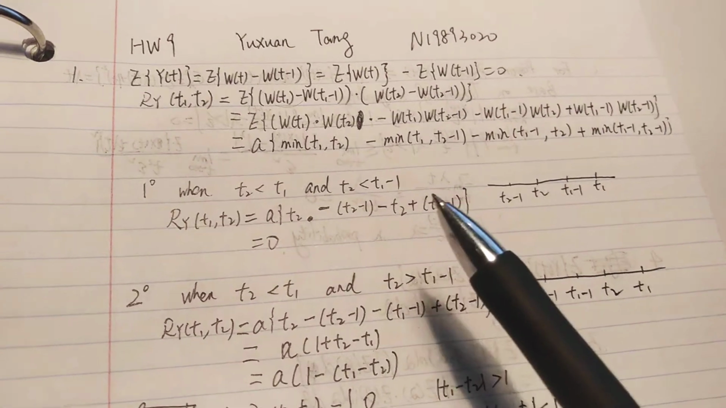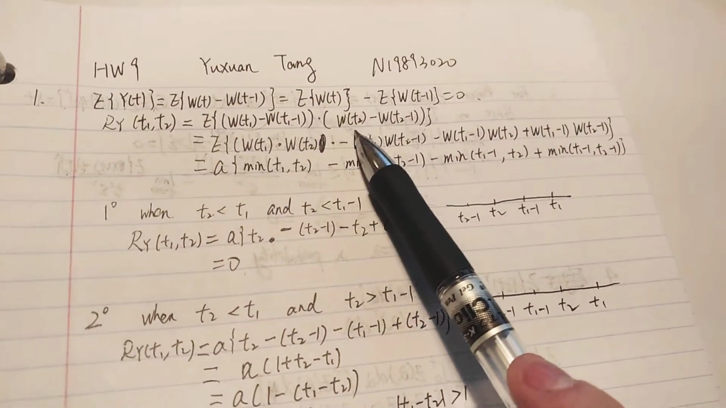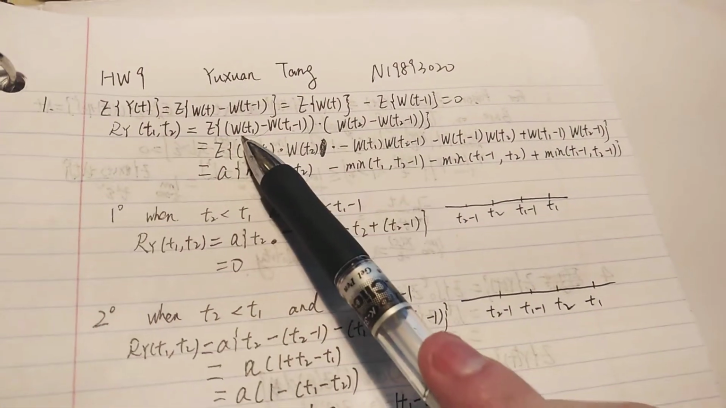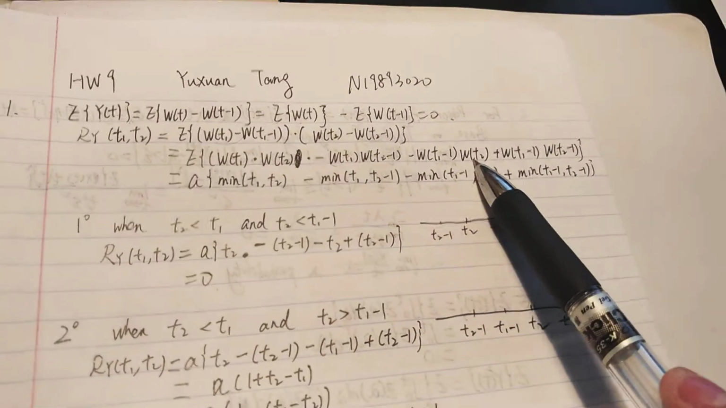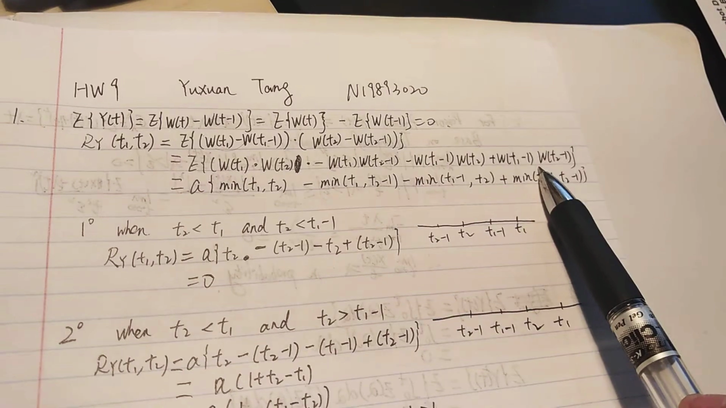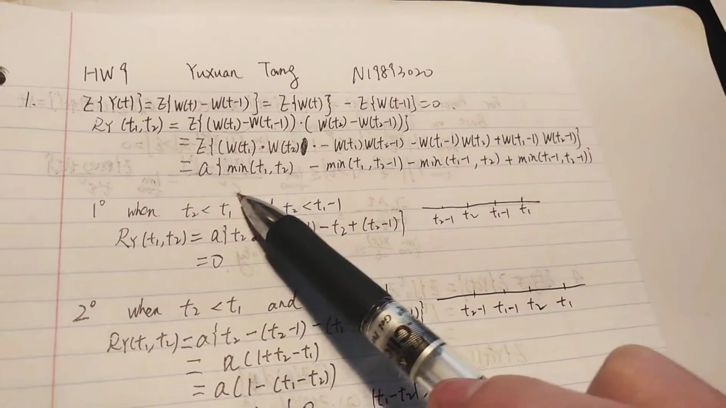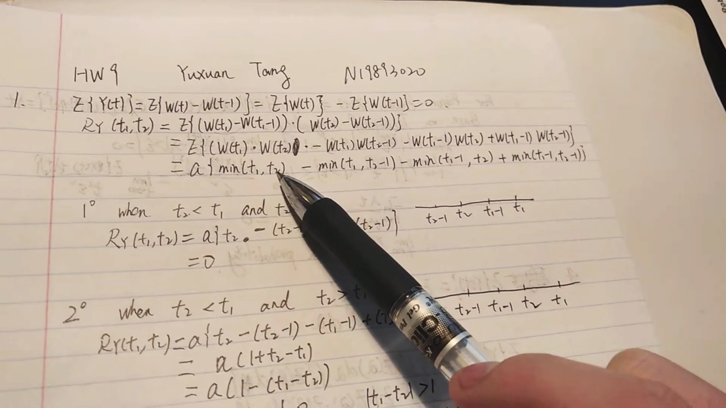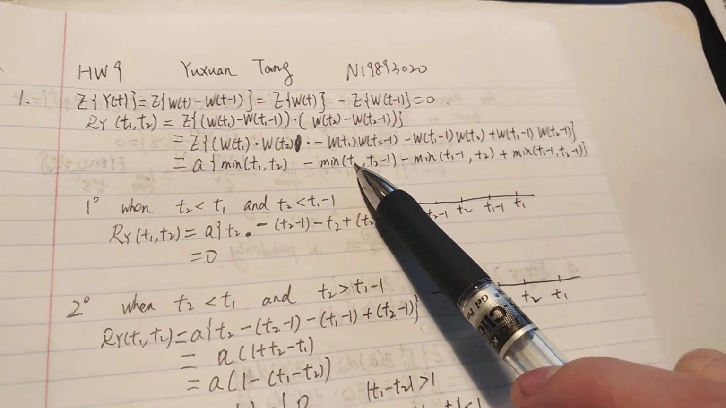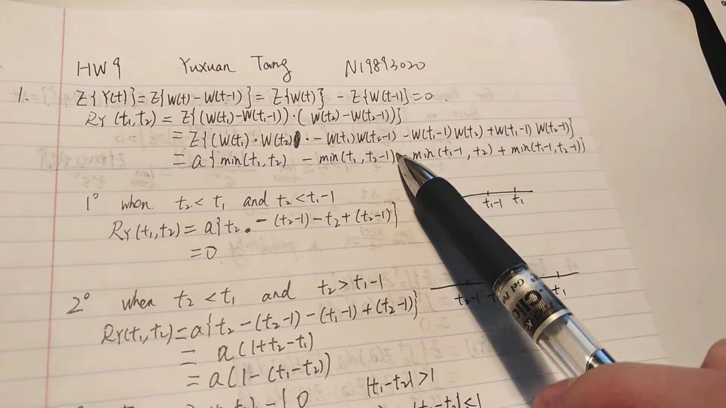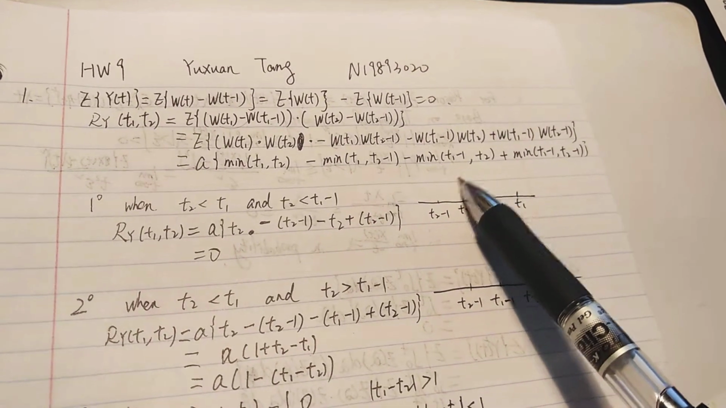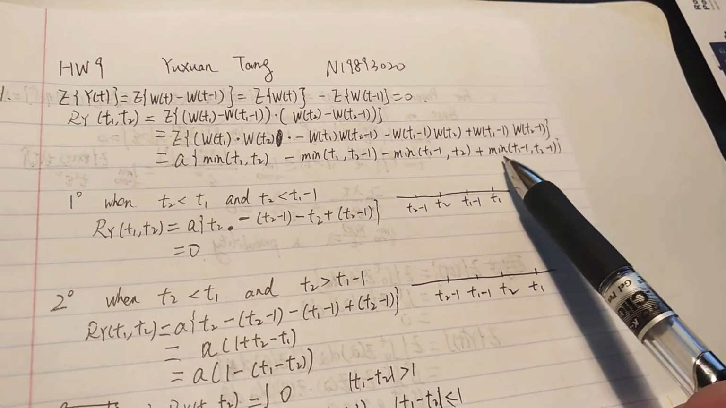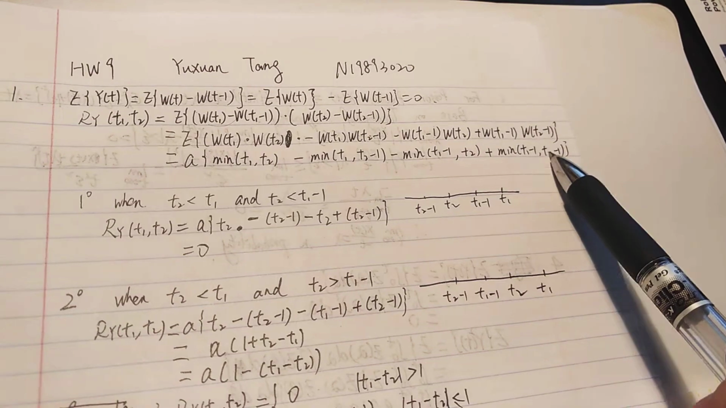Based on the definition, we can write this into this form, with W_t1 times W_t2 like this. And based on the definition, this is mean of t1, t2, this is mean of t1, t2 minus 1, this is mean of t1 minus 1, t2, and this is mean of t1 minus 1, t2 minus 1.